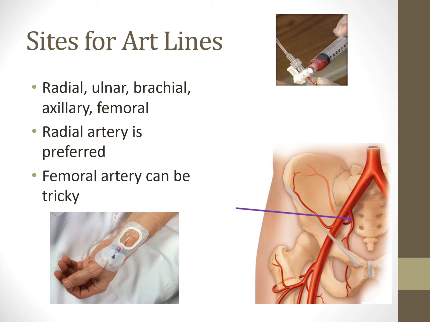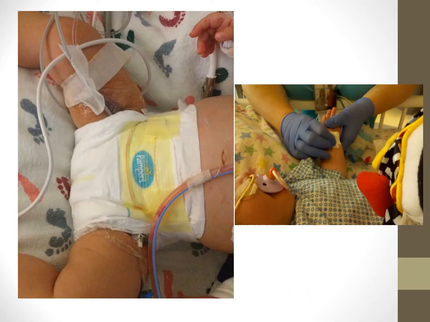Radial line is obviously going to be most preferred. However, if the patient is on a massive amount of pressors or their blood pressure is super low, they may not be able to get a radial line, so they might have to go for a femoral. So the femoral can be tricky, of course. It's a deeper stick. It's a bigger vessel, of course. It's like the size of your thumb. But you also have other issues there that we'll get into with the femoral.